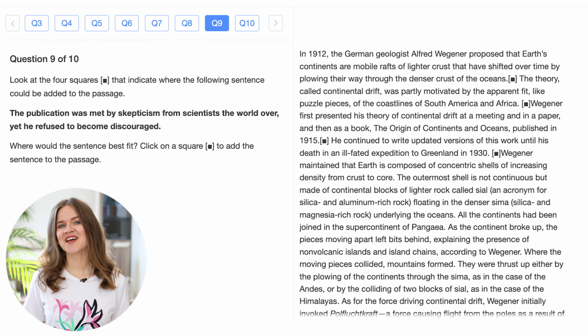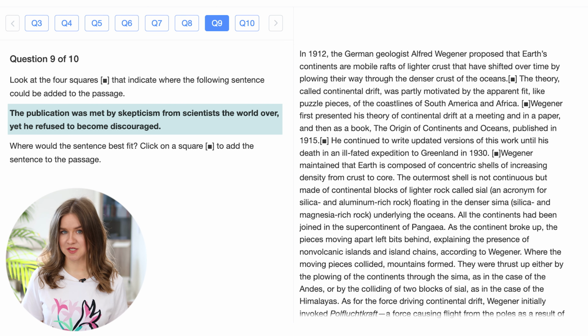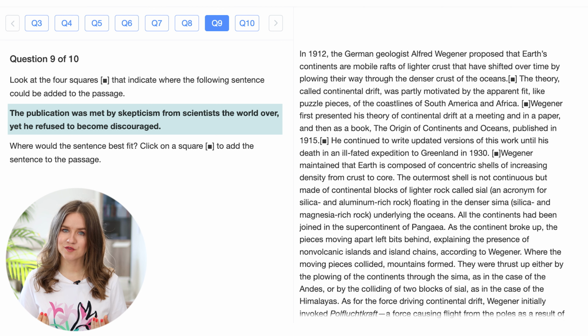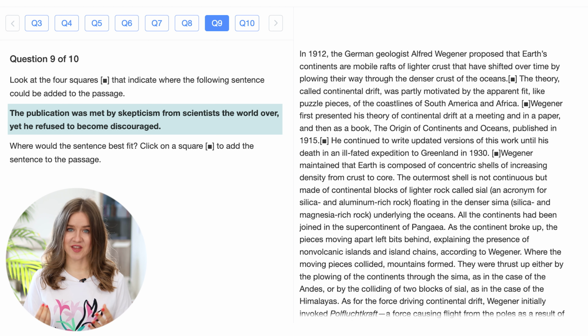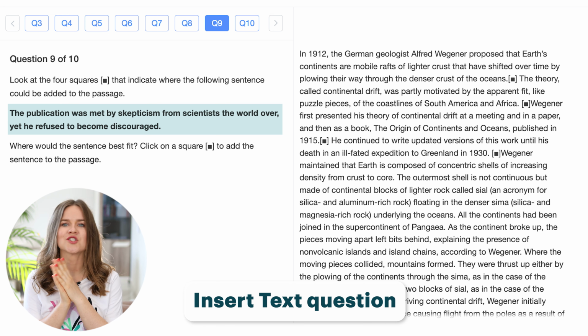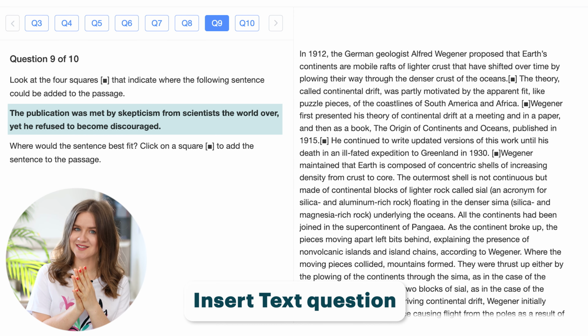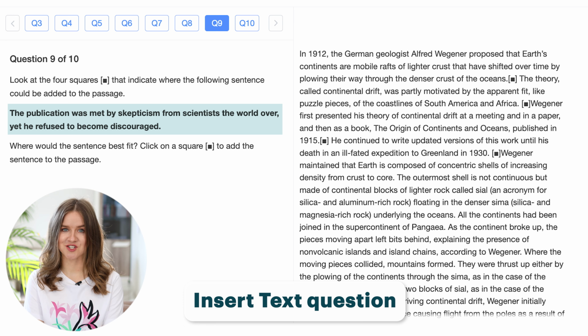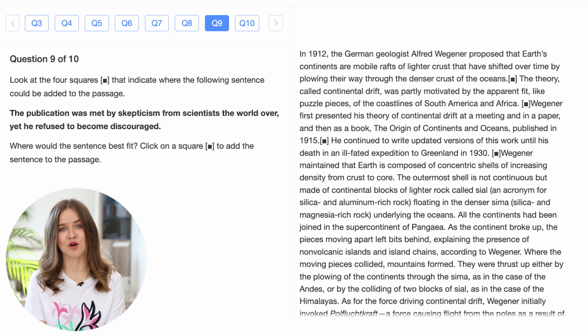Question 9. The publication was met by skepticism from scientists the world over, yet he refused to become discouraged. This is an insert text question, one of the most challenging types of questions. You need to figure out where the new sentence fits best in the passage. Try answering this one on your own first.